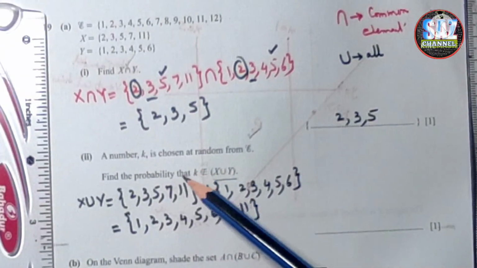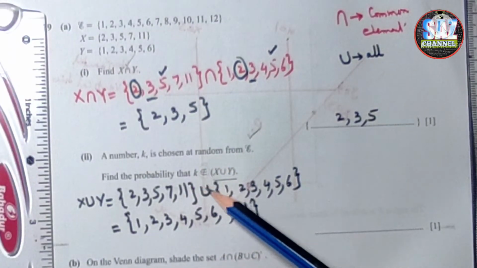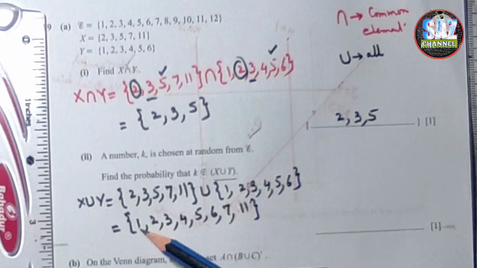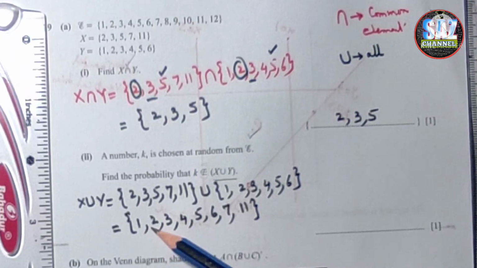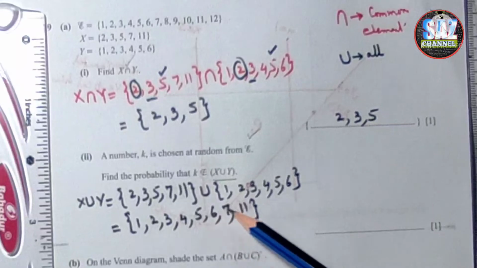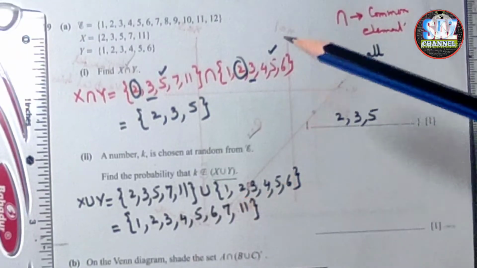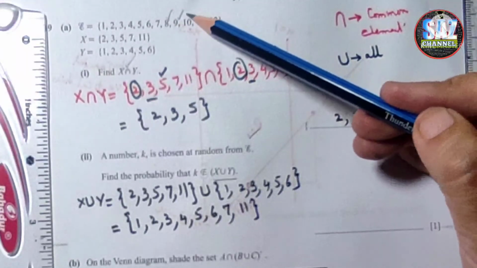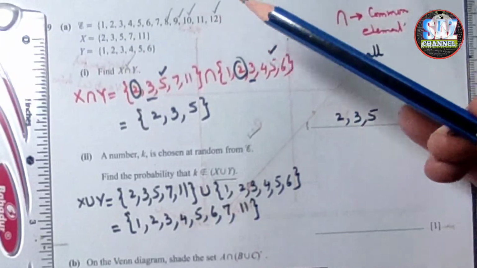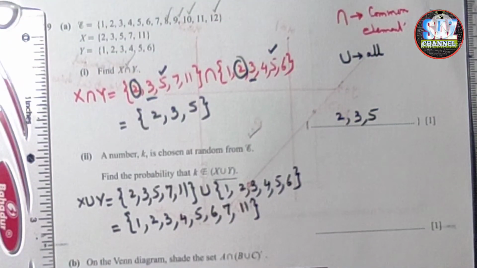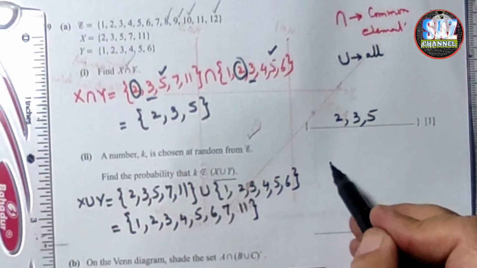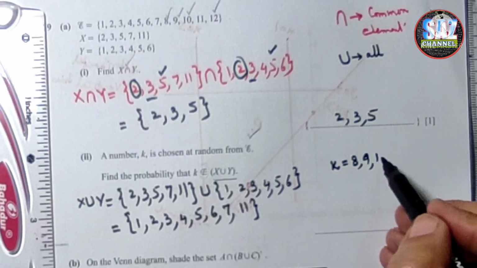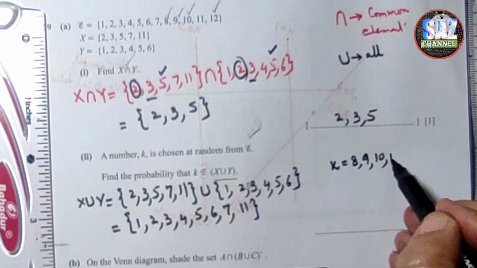But we have to find the probability of that element which does not belong to the union. Now if we look at the universal set 1, 2, 3, 4, 5, 6, and 7, till 7 all elements are coming, but 8, 9, and 10, and 12. So K will be equal to 8, 9, 10, and 12. Yes, 11 is here in the union.